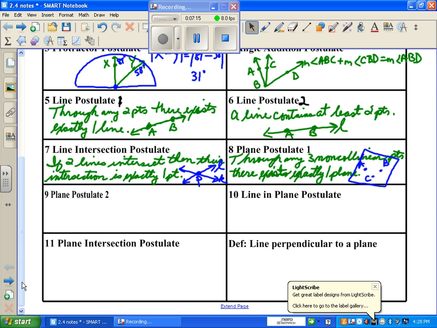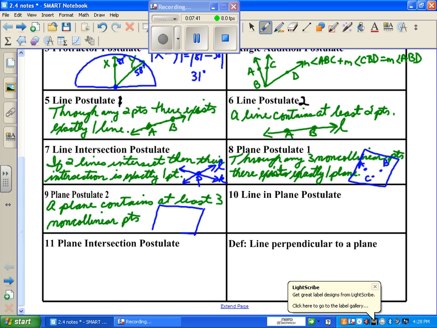The plane postulate number 2 is reversing that. A plane contains at least 3 non-collinear points. So now we're starting the reverse. We're starting with the plane, and inside the plane there are at least 3 non-collinear points. There are an infinite number of points, but at least 3.